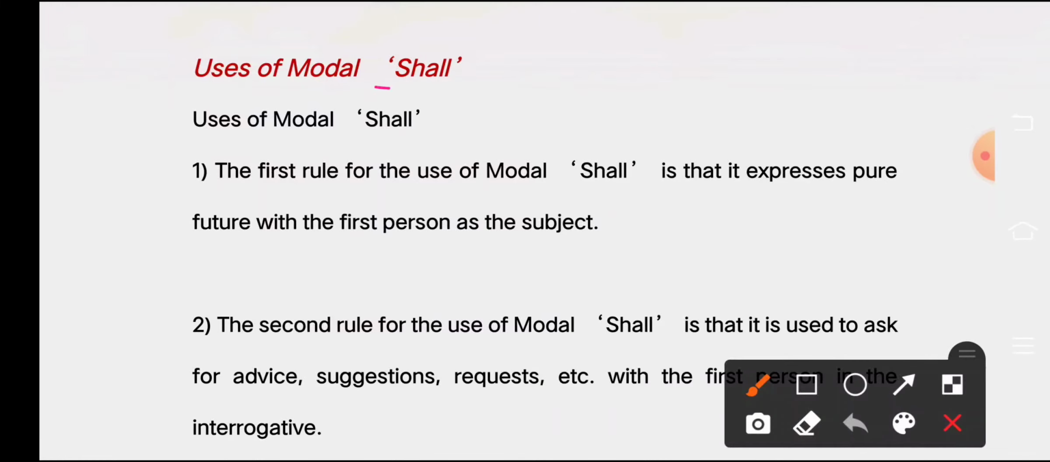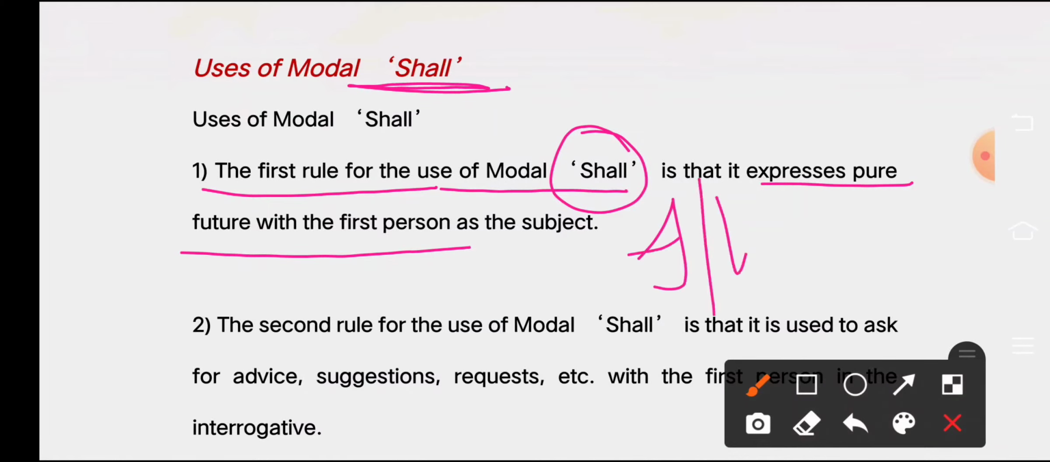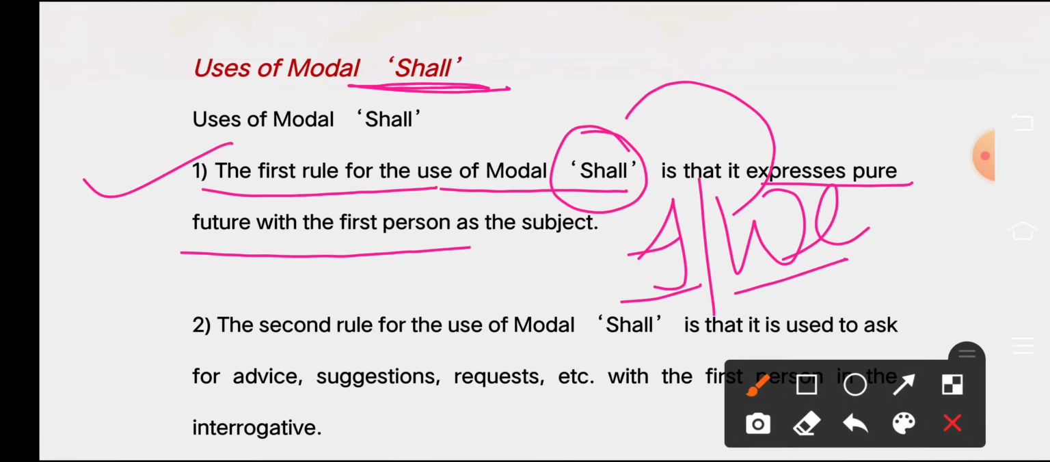Okay, use of shall. So dear students, as you know, the first rule for the use of modal shall is that it expresses the pure future with the first person as the subject, like with I and we. When we learnt tenses, we learned that with the I and we subjects we have to use what? We have to use shall. So this is the first rule for shall.